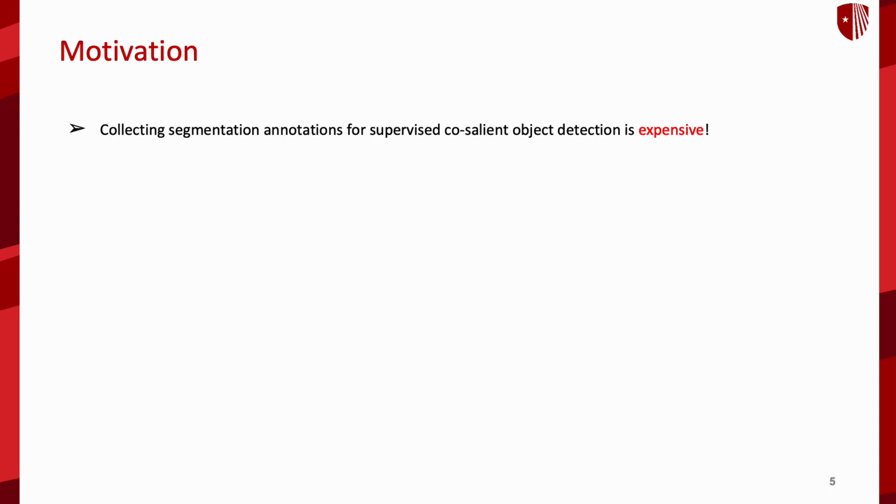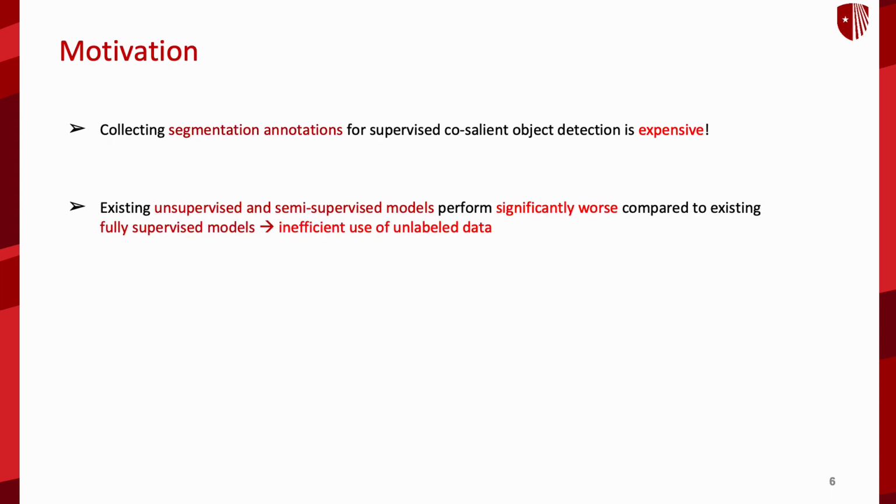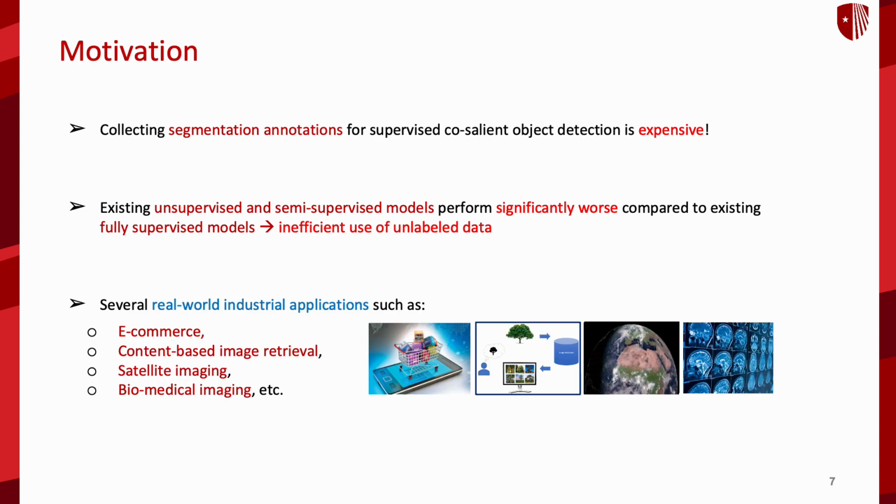For the existing fully supervised models, collecting segmentation annotations for supervised co-salient object detection is expensive. And the prediction performance of the existing unsupervised as well as semi-supervised models is significantly worse compared to the existing fully supervised models because they fail to make efficient and effective use of the vastly available unlabeled data. Our work derives motivation from several real-world applications such as e-commerce, content-based image retrieval, satellite imaging, biomedical imaging, etc.